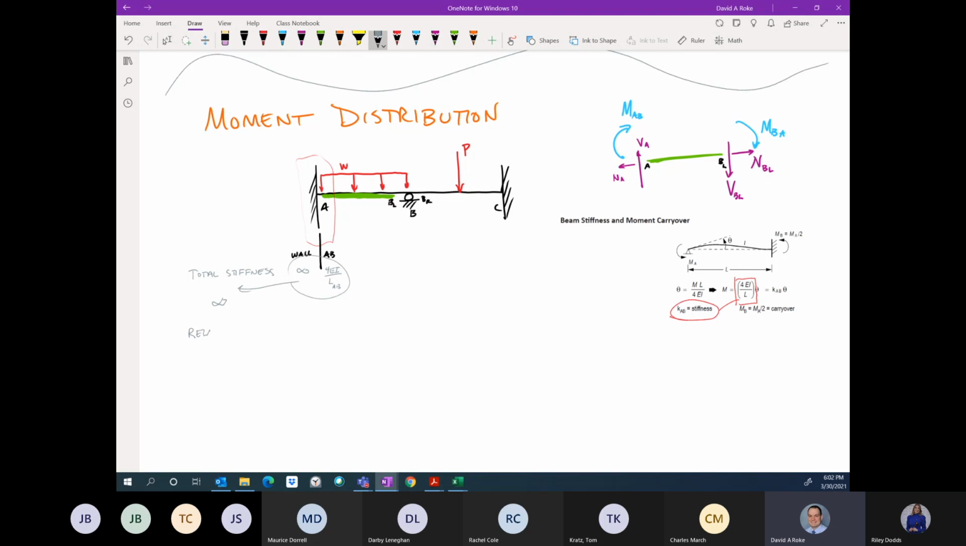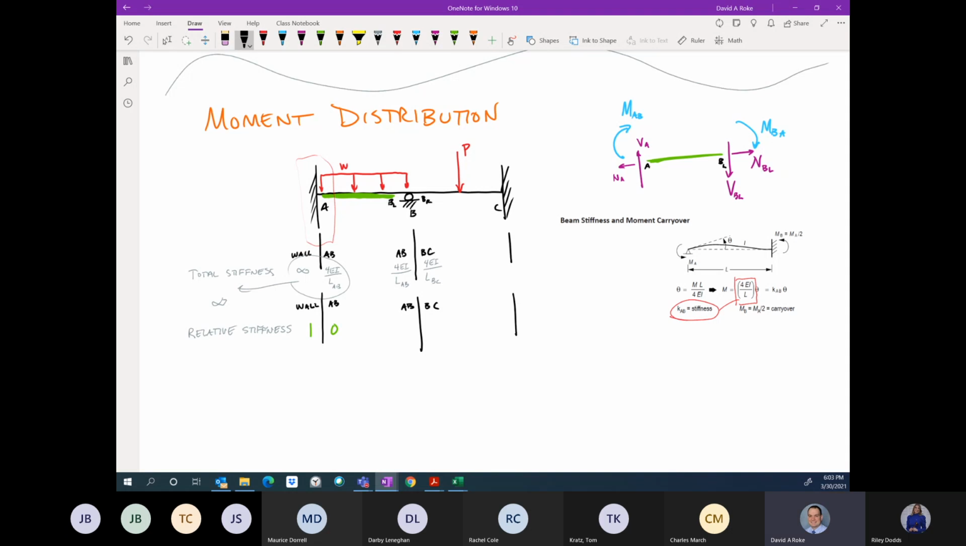So our relative stiffness, again, thinking about these two sides, we've got the wall and AB. The wall has a relative stiffness of 1, AB has a relative stiffness of 0. And then we look at joint B. And again, we look at this and we say, okay, at joint B, I've got AB and BC. Well, AB has a stiffness of 4 EI over the length of span AB. BC has a stiffness of 4 EI divided by the length of span BC.